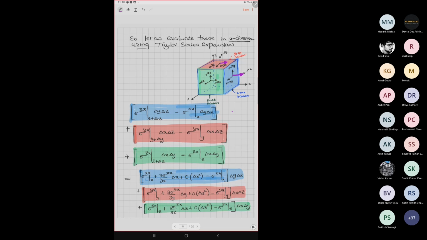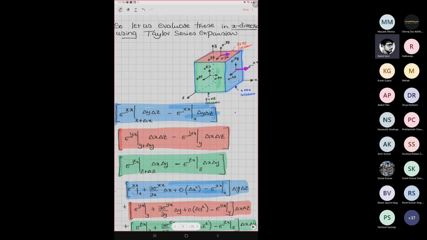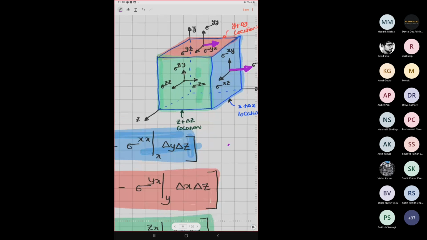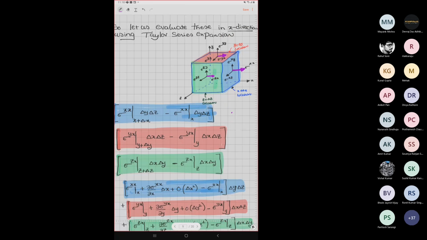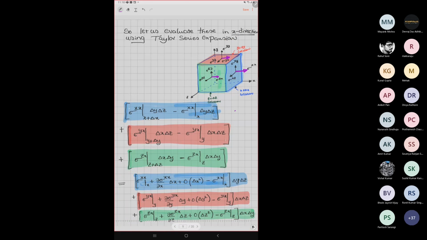Can you see that? Yes, sir. Wonderful. And similarly, look at another purple color. All these things are acting in the x direction on three different surfaces, and the three different surfaces are at x plus delta x, y plus delta y, and z plus delta z location. So what I have to do is take sigma xx acting at x plus delta x location multiplied by its surface area delta y delta z.